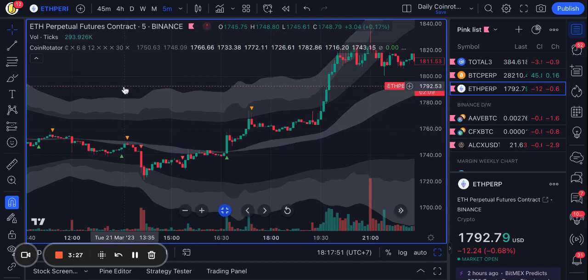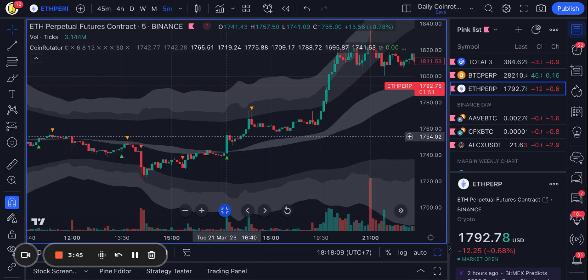So here's the anatomy of a signal. As we know, currently Ethereum is in a very strong upward trend. So we would be looking for buy signals. As you can see here, we have a buy signal at 1754 on Tuesday, March 21st. And then we have the exit signal here.